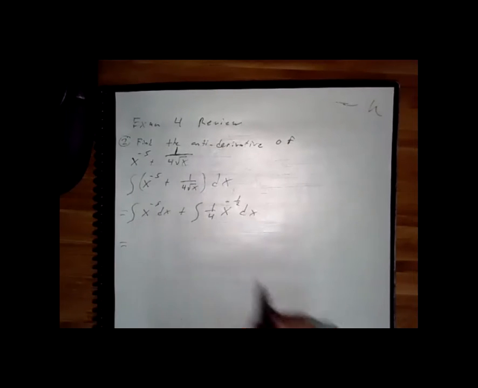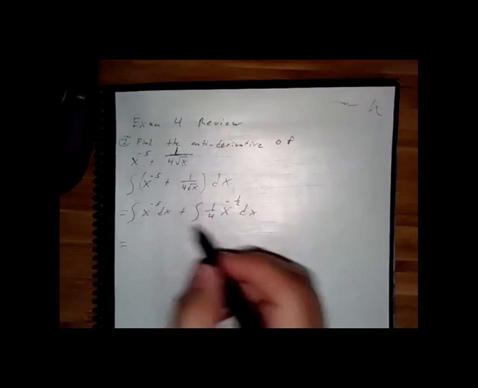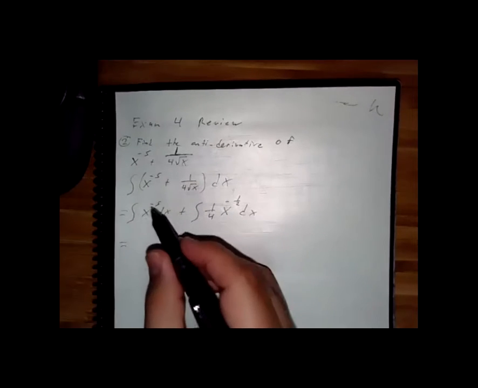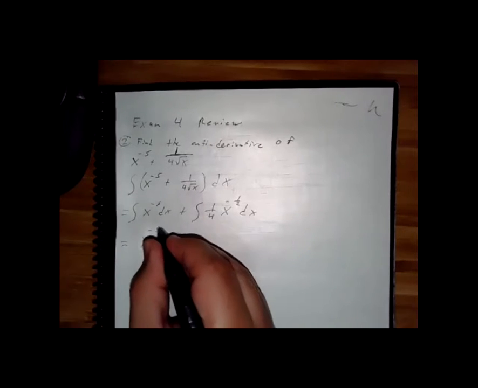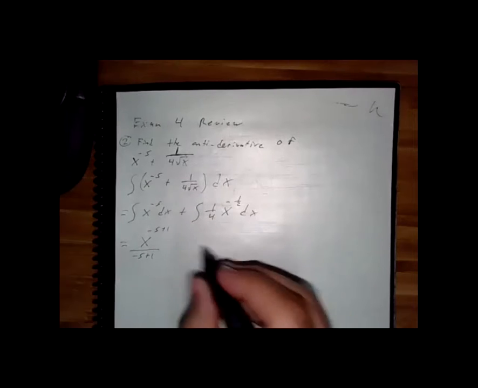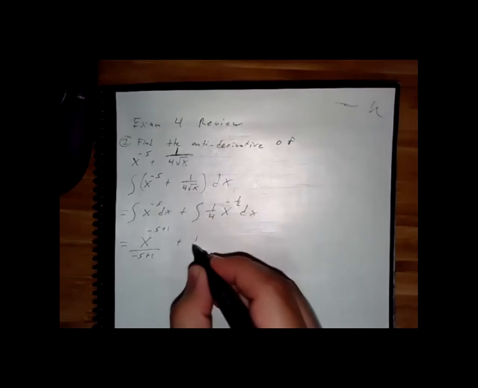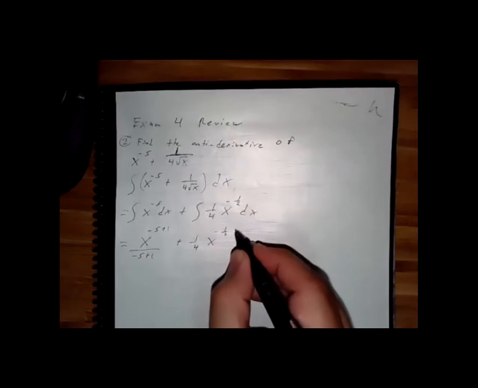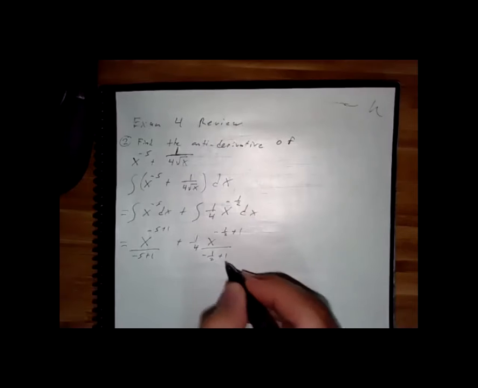We could completely pull that out, right? It's one of the rules, to pull any constant. So let's just do the power rule here. So that's going to be -5 plus 1 over -5 plus 1. This guy will be plus 1/4 x to the negative half plus 1 over negative half plus 1.